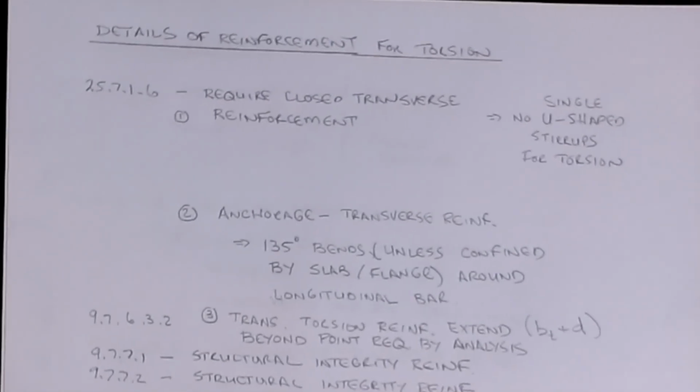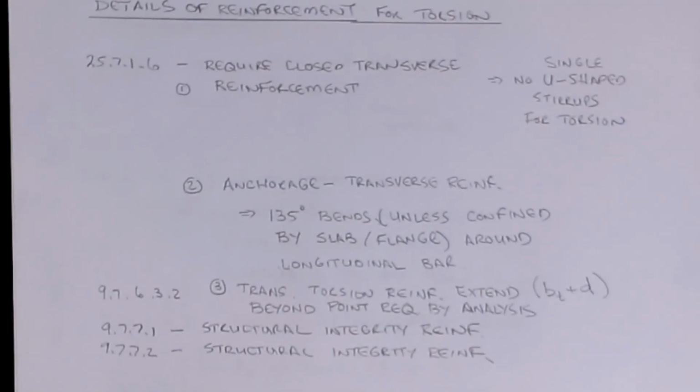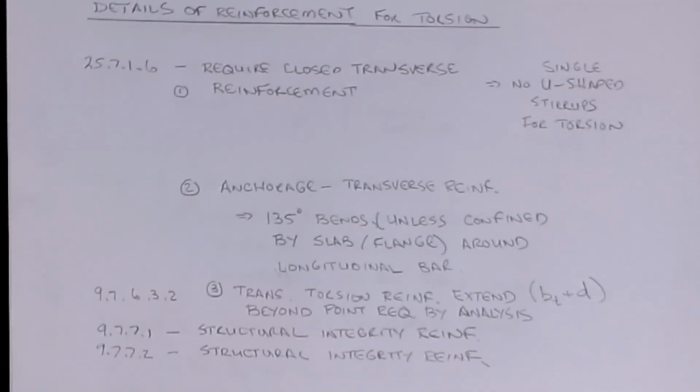Okay, and so I'll walk us through a little bit. I know it's a lot of code provisions, and I'll show you that the book does a pretty good job of illustrating and highlighting some sketches that will start to make some sense. But the majority of what we're looking at with regards to torsion is found in two chapters. It's found in section 25.7, and then it's also found in 9.7 with a couple of other odds and ends found in 9.6. So we're going to be looking at chapter 9 and chapter 25 for this.